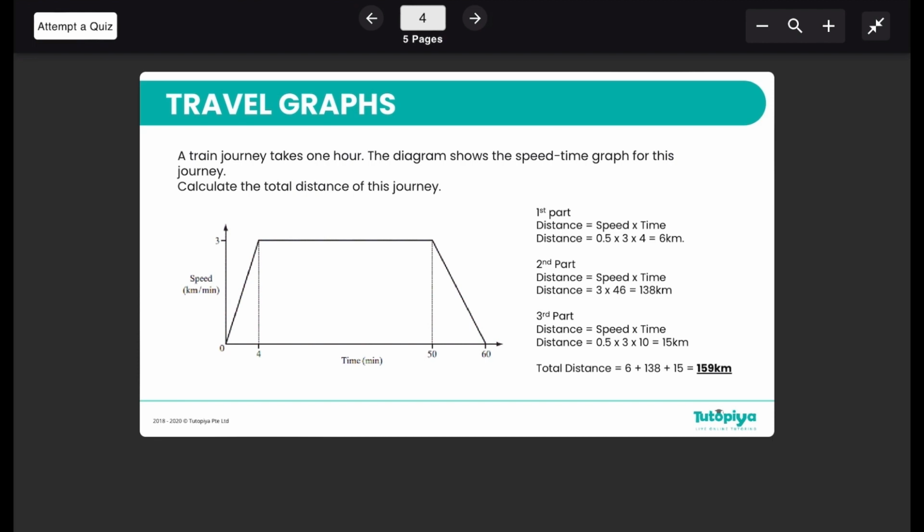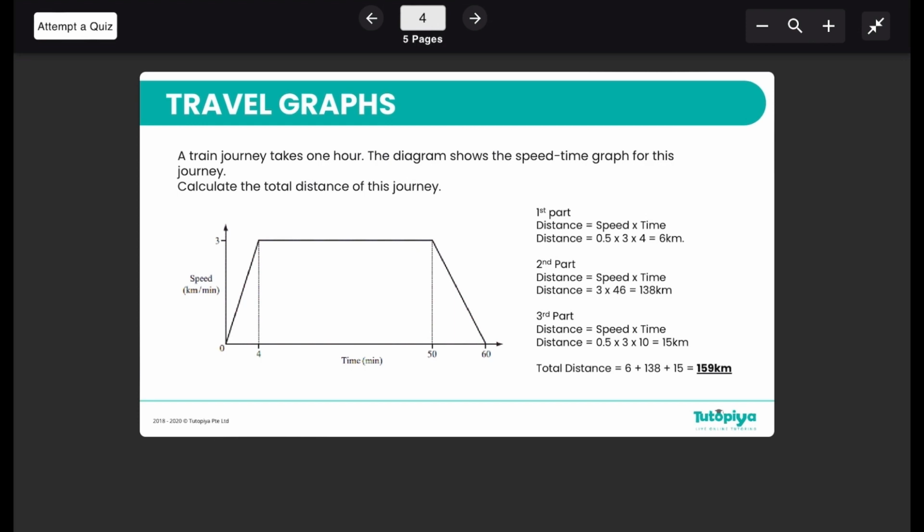Okay, so have a look at this one. Now this time we have to be very careful. We have a speed time graph, not a distance time graph, and it is telling us to calculate the total distance of the journey. If you are given a speed time graph, distance is actually the area under the graph.